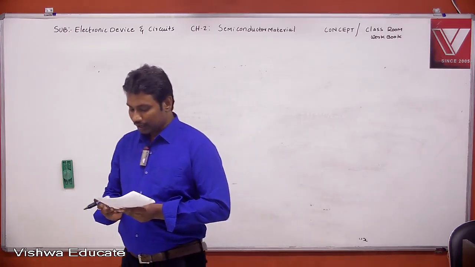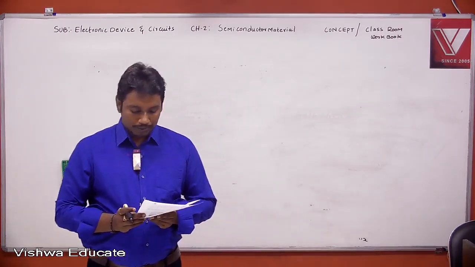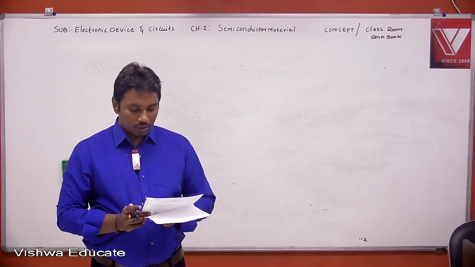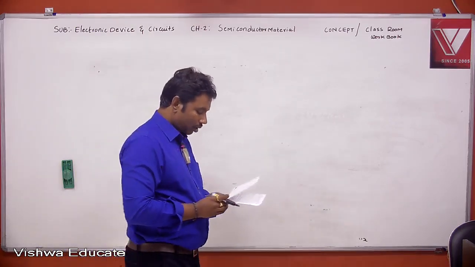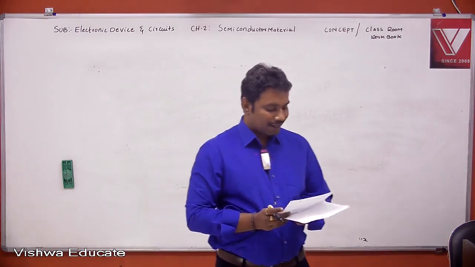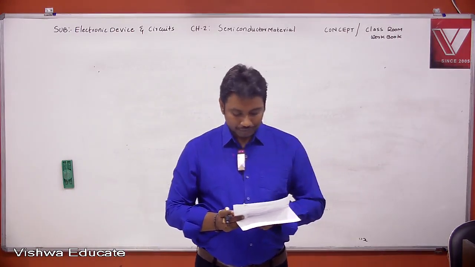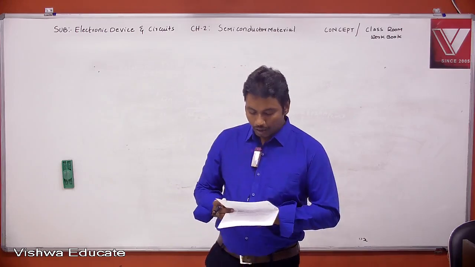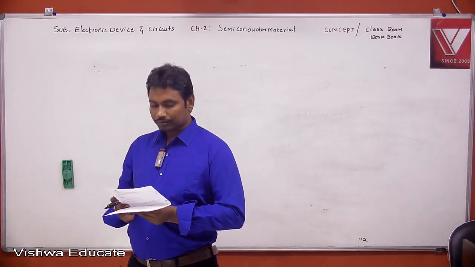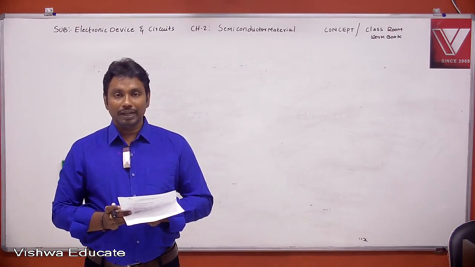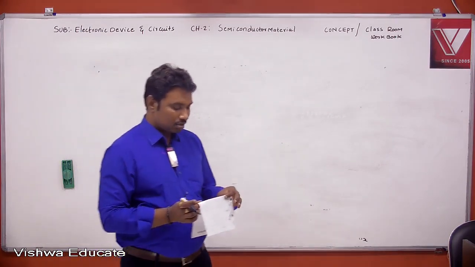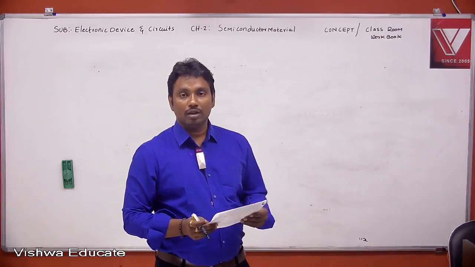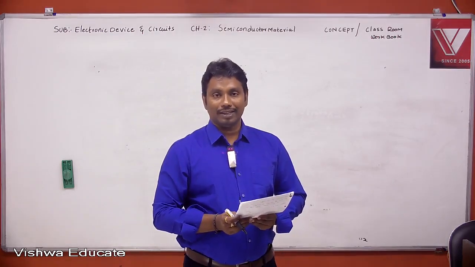If Mn equals 0.5 m naught, then calculate the mobility and diffusion constant of the electrons.